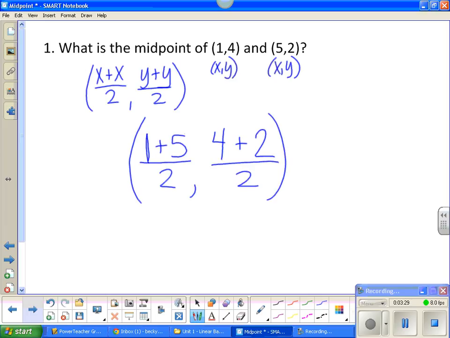So what's 1 plus 5? That's 6, and 6 divided by 2 is 3, and 4 plus 2 is 6, and 6 divided by 2 is 3. So the point (3, 3) is the midpoint of (1, 4) and (5, 2).